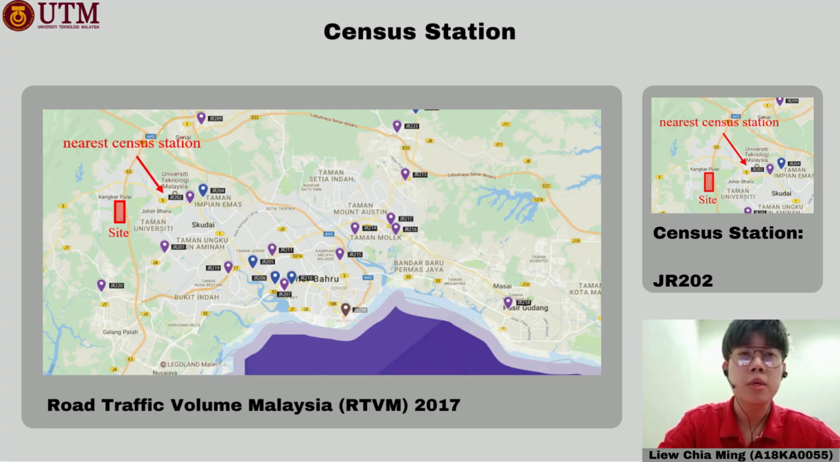In order to estimate the average daily traffic, ADT, we need to obtain the data from the census station. The census station JR202 is chosen as it is the nearest to our project area. The location of JR202 is shown above and all the data is obtained from the RTVM 2017, and thus the ADT estimated is the ADT in 2017. So a series of calculations is needed to get the estimated current ADT.